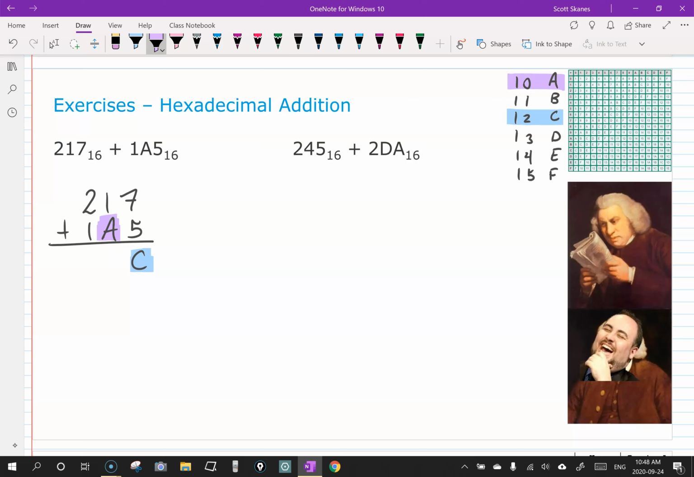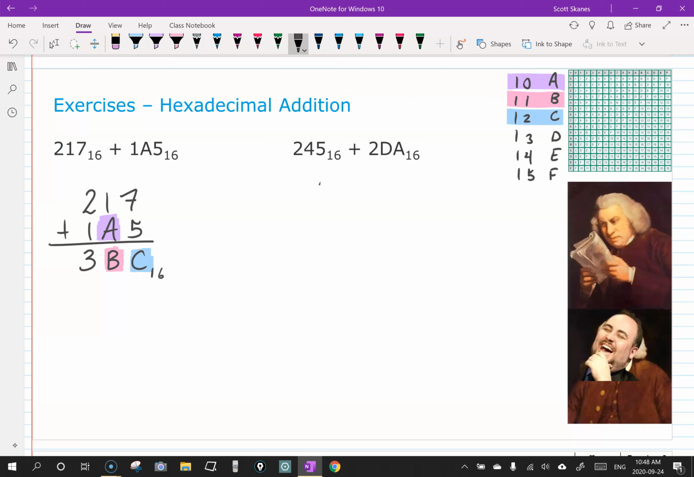Right? A is 10. So it's really 1 plus 10, or 11, and 11 is B. So there's going to be a lot of highlighting here, but I'm trying to connect them. 1 plus A is the next digit after A, or B. So we get B out of it. And the next column, it's 3. So 3, B, C is our answer.